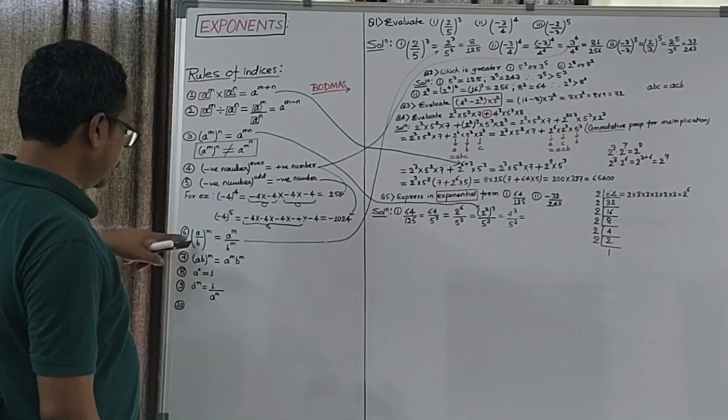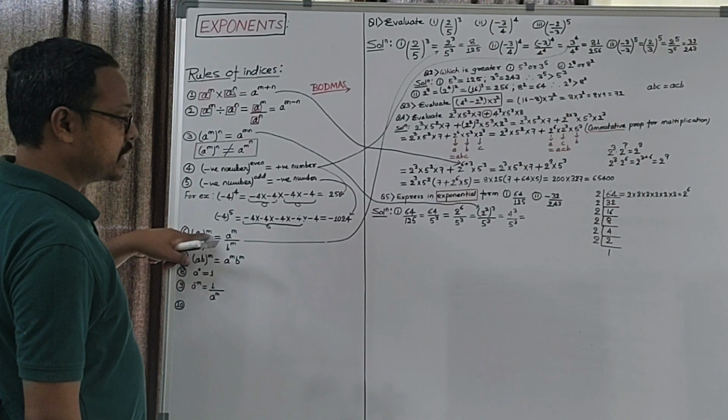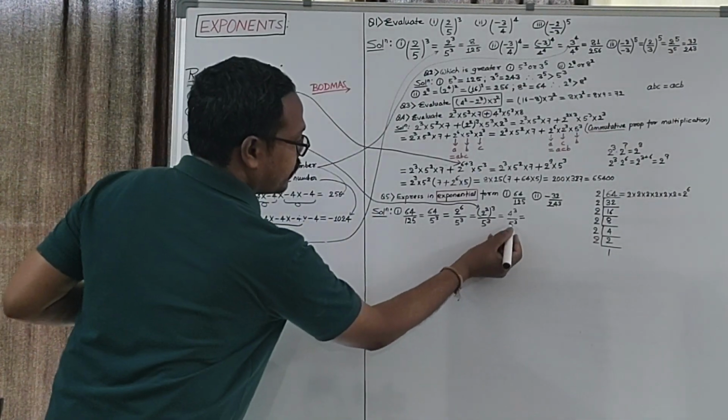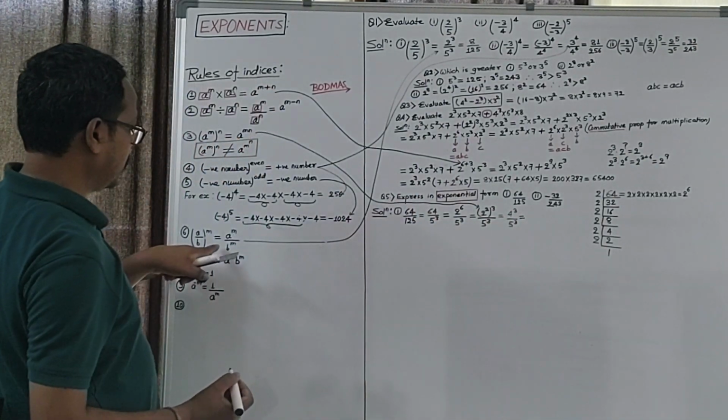This we will solve. See here, A and B. Bases are different, but power is same. Bases 4 and 5 are different, but the power is 3 in both the cases. So we can write it in this form.